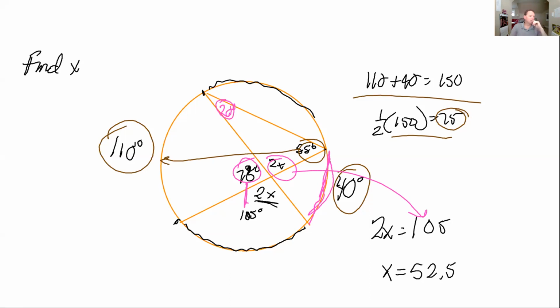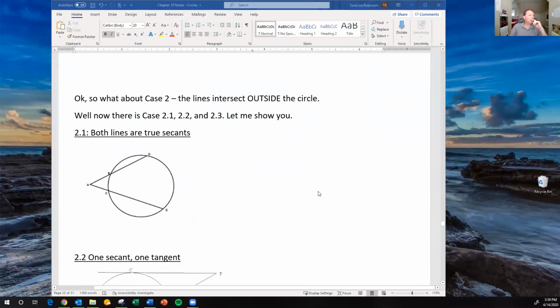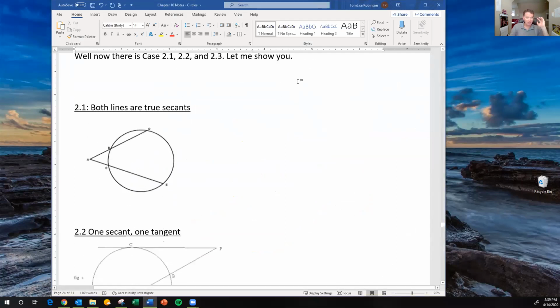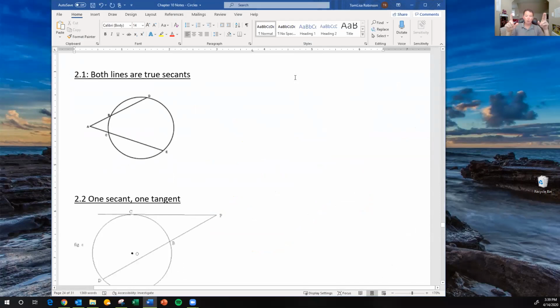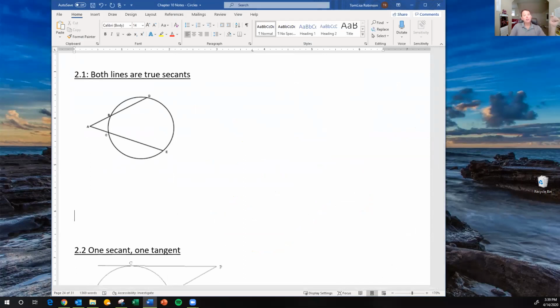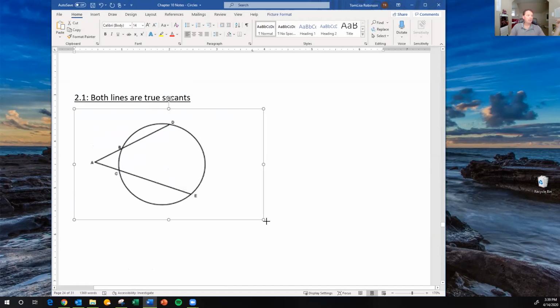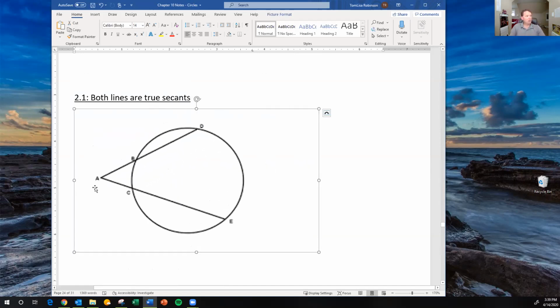All right, let's move on. Case 2 is a little bit trickier. So remember, the first case was the lines intersect inside the circle. Now we actually have two different ways that the lines intersect outside the circle. The first one is this one right here. I'll make this a little bit bigger so you can see it. The first one is when we have two true secants. That means they both intersect the circle twice.